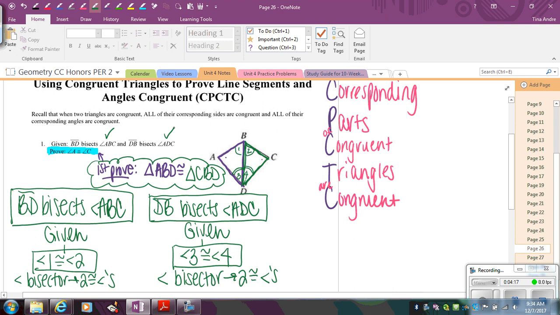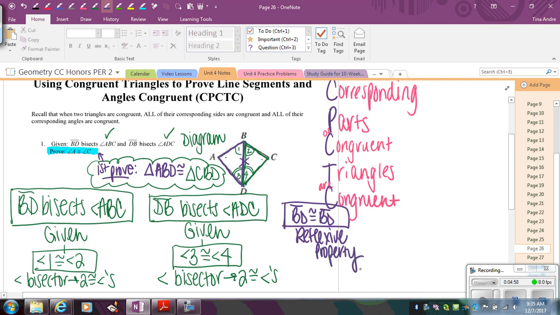So now what I need to do is I need to look at my diagram, because I've run out of givens to make conclusions, and I only have two pieces of congruent parts, and I need to get 3 pieces of congruent parts so I can say that the triangles are congruent. So what I want to do now is look at my diagram, look for shared sides or vertical angles. And when I look at this, I can see the reflexive property. I see that shared side. So I can go ahead and say that BD is congruent to BD by reflexive property.